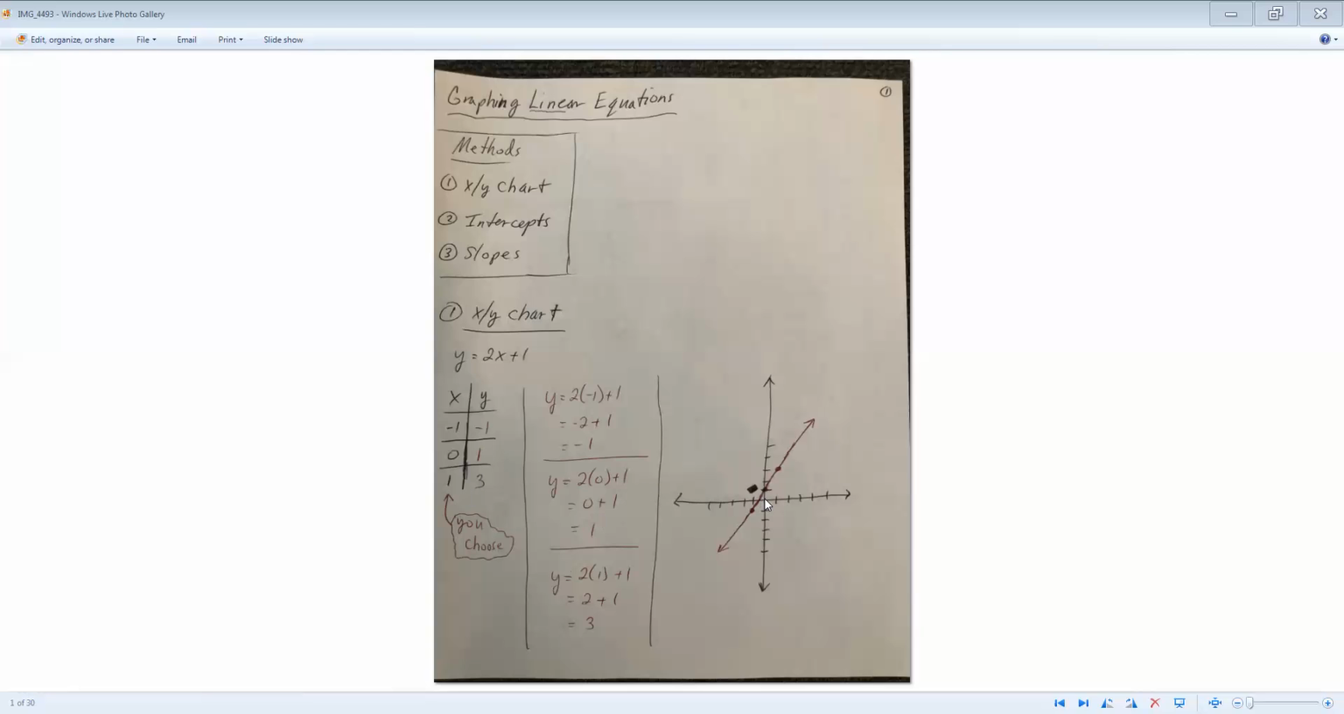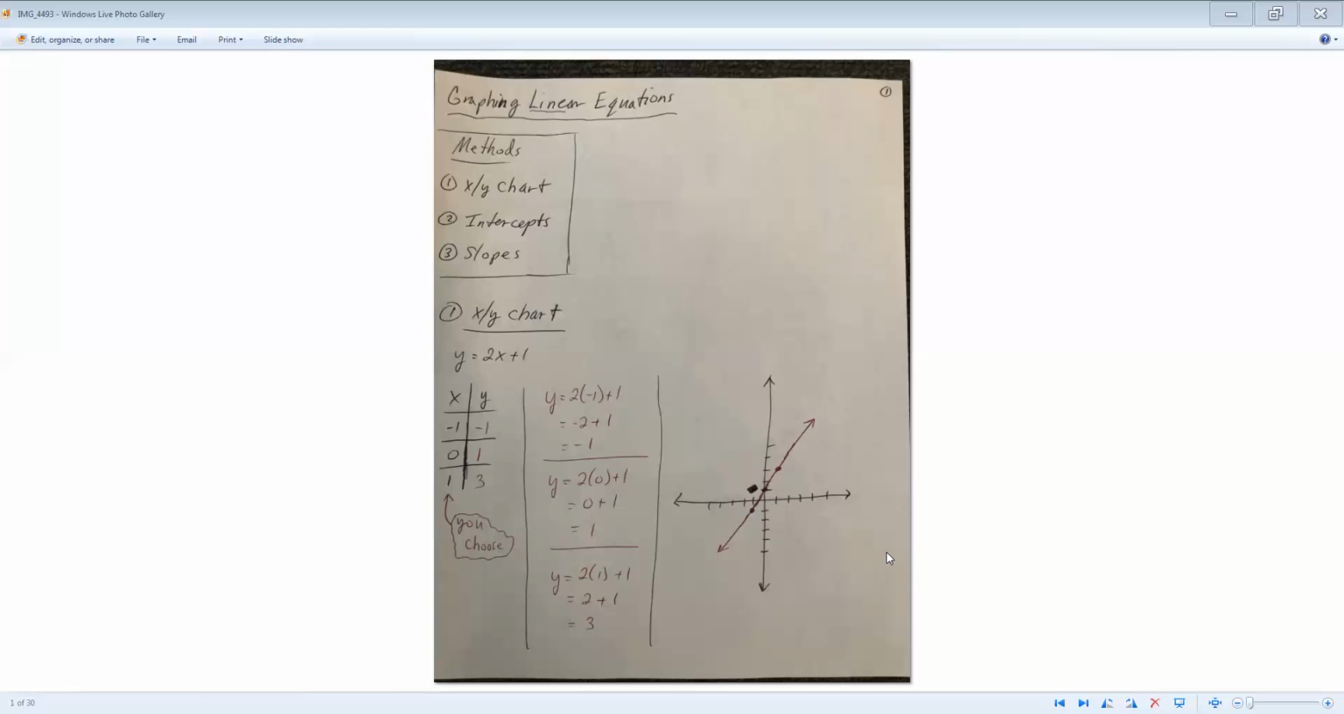Go ahead and graph. Go to your origin. Go to the left one, down 1. That's (-1, -1). For (0, 1), you go nowhere for x, then up 1. And then for (1, 3), you go to the right one, up 3. Connect the dots, and notice you have your line. And I have them going in this direction to infinity and in this direction to infinity.